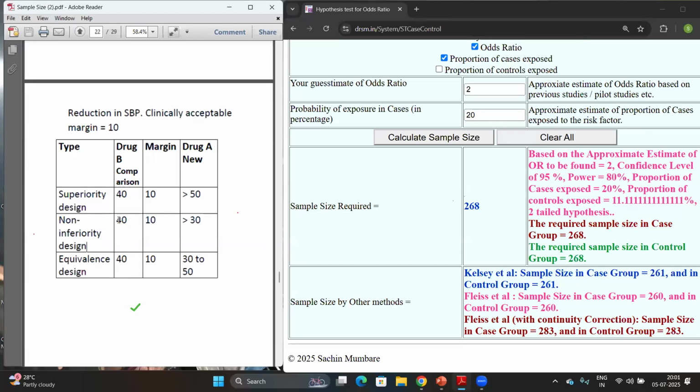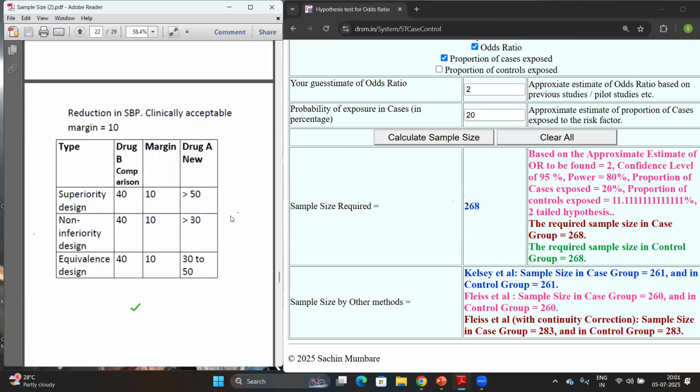So if drug B is giving the reduction by 40 and drug A is giving the reduction by only 25, difference is 15, more than that margin, then I will say no, drug A is inferior. But if the reduction in blood pressure with drug A is within 10 or that clinically acceptable margin, then I will say that it is not inferior. Understood?